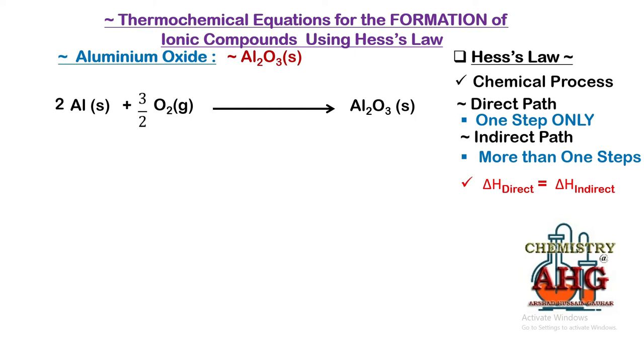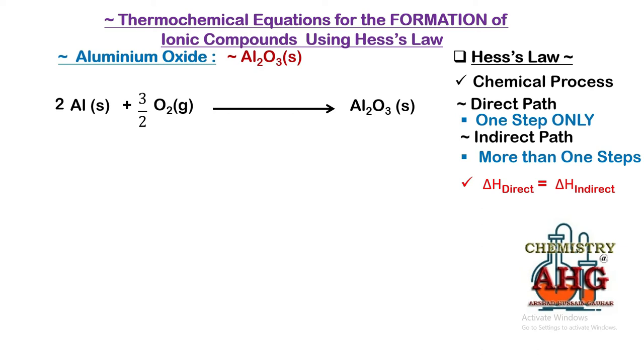So now this is a balanced equation. This is a balanced equation for the formation of aluminum oxide through one step. So this is the direct path. Now, what is the difference between a simple balanced equation and thermochemical balanced equation? Now we are going to convert this simple equation into a thermochemical equation.